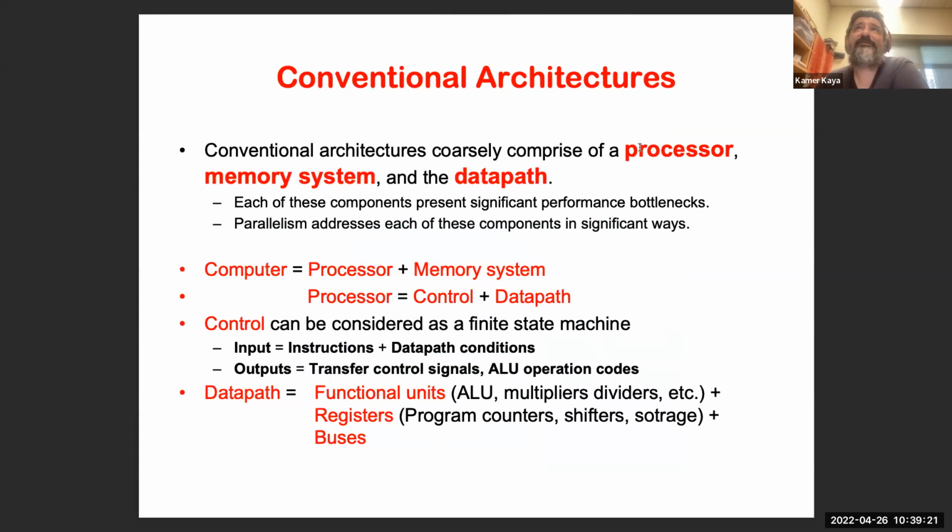The conventional architectures, as I just talked about, contain a processor, memory system, and the data path. Each of these components presents significant performance bottlenecks. There are various applications that we run on computers, right? And each of these applications has its own characteristics in utilizing these components of the conventional architectures. One of them may require a small amount of data but perform a huge amount of floating point operations, flops, or perform a huge amount of computation on the small amount of data.